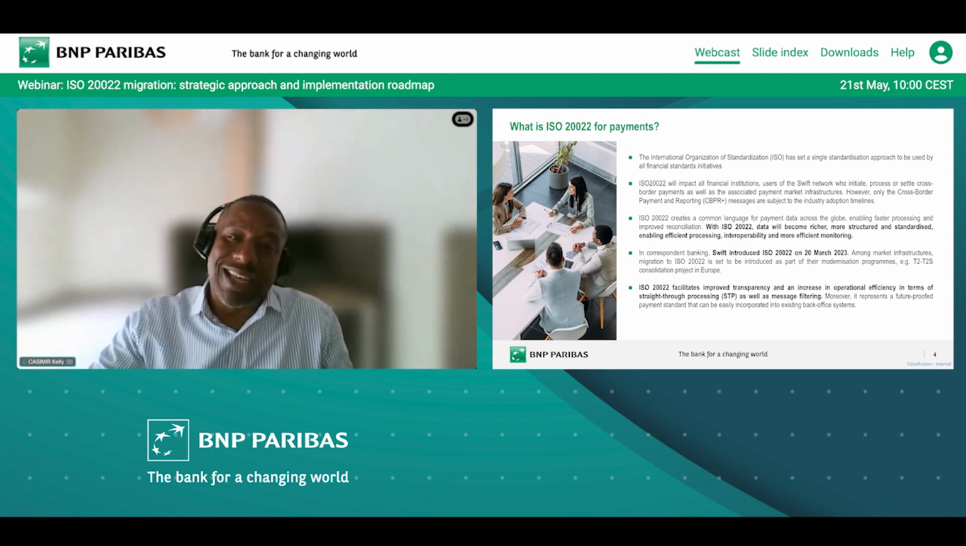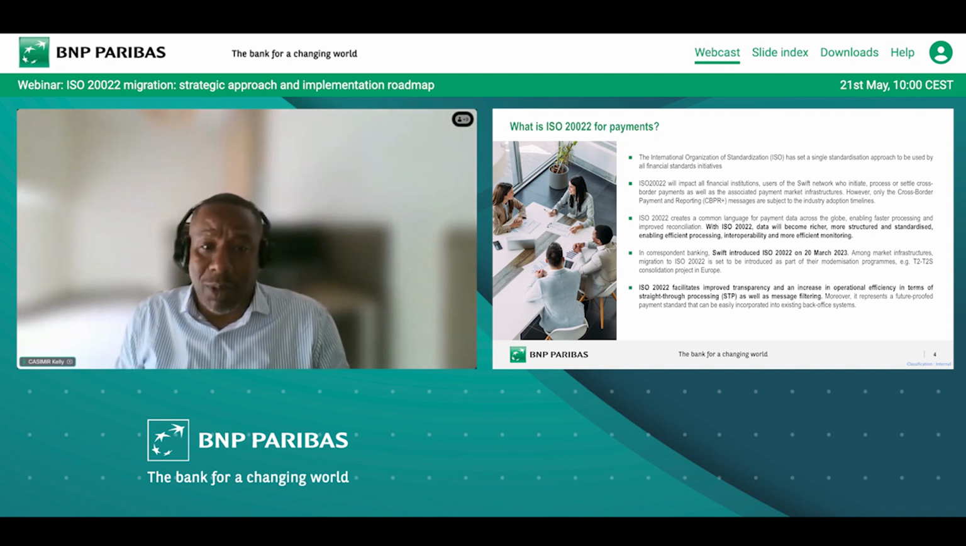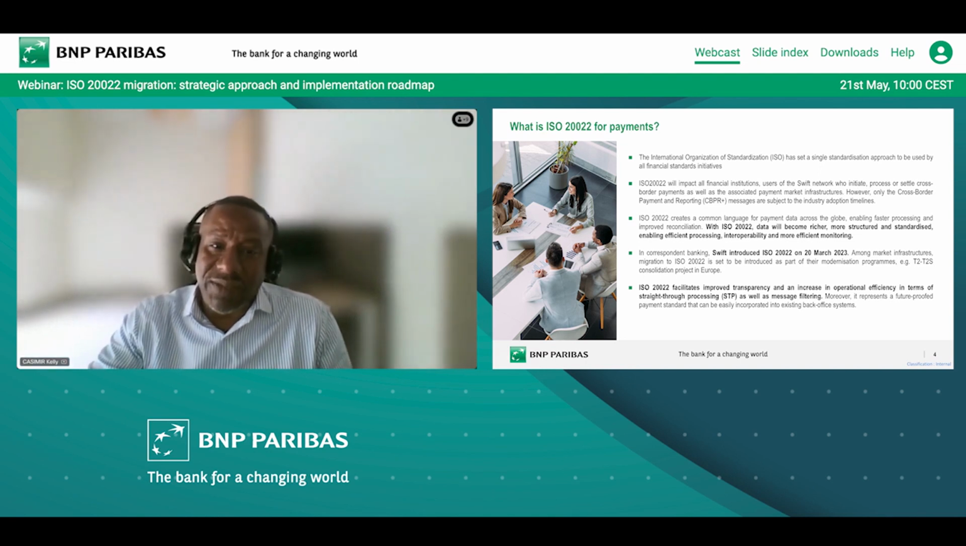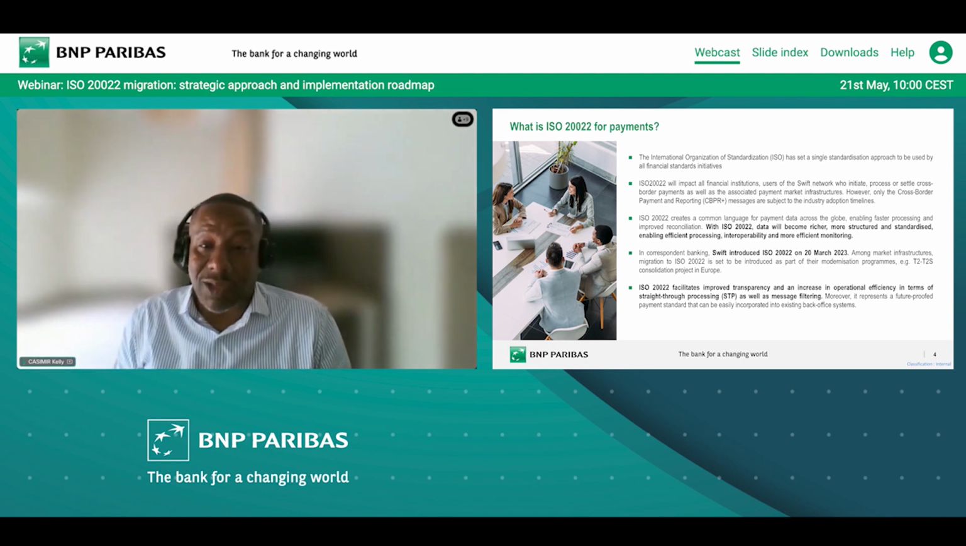CBPR Plus, which stands for Cross-Border Payment and Reporting Plus, refers to specific ISO 20022 message guidelines defined by SWIFT for inter-bank cross-border flow. It is designed to replace the current MT message format used in SWIFT FIN. The main objectives of this migration are to enable richer and more structured data, facilitate compliance processes like fraud monitoring and sanction screening, and ultimately make payment faster, more traceable, and more transparent.